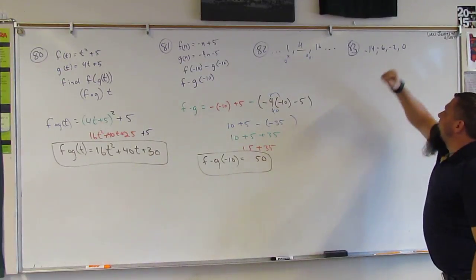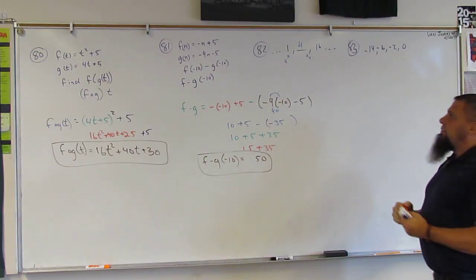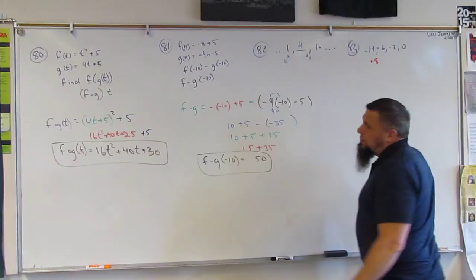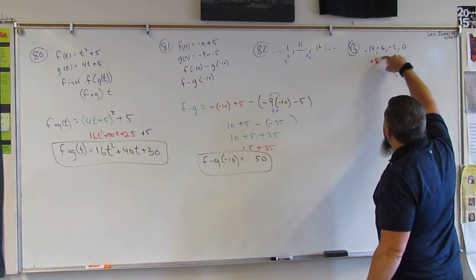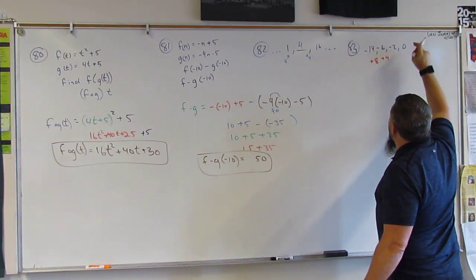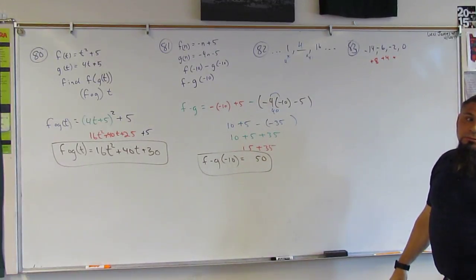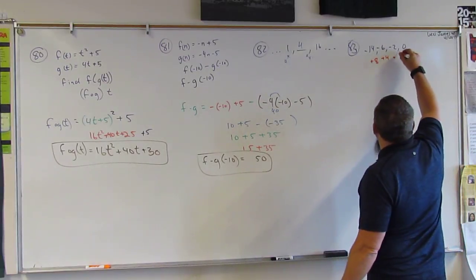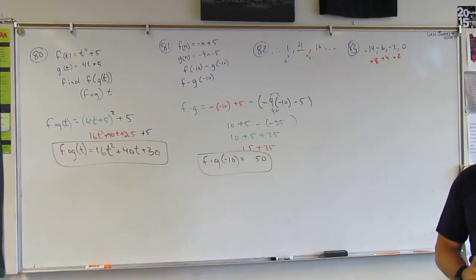Alright, so how do I get from 14 to 6? Well, I would have to add 8, right? Yep. And then, how do I get from 6 to 2? I would add 4, right? 2 to 1, I would add 2. Good job. Okay? Now, with that in mind, what am I doing?